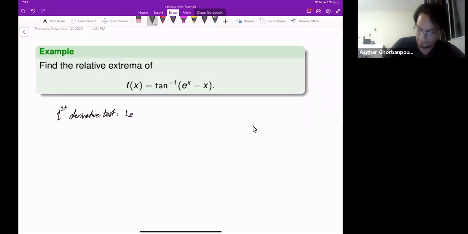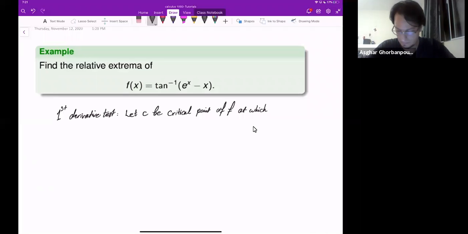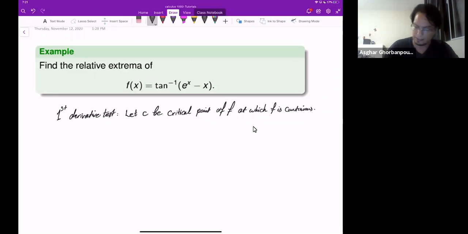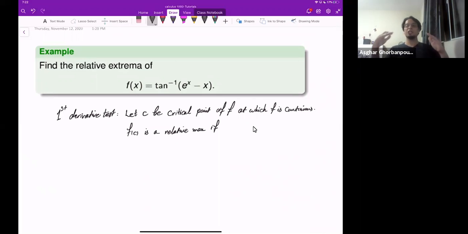And so let c be a critical point of f at which f is continuous. Let me just put this condition. You can have slightly different conditions there, but we need continuity at least. Then f at c is a relative max for f if it happens that f prime changes sign.